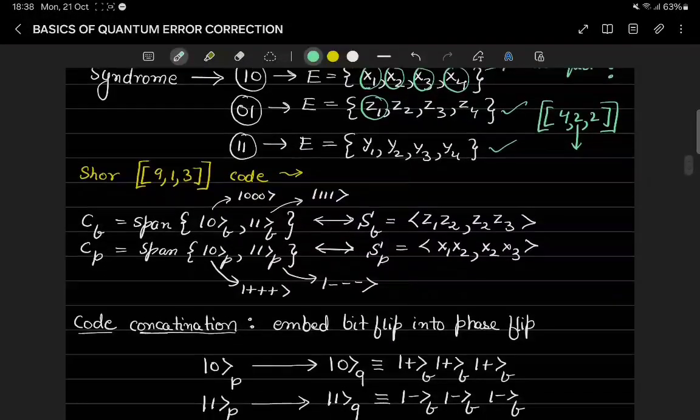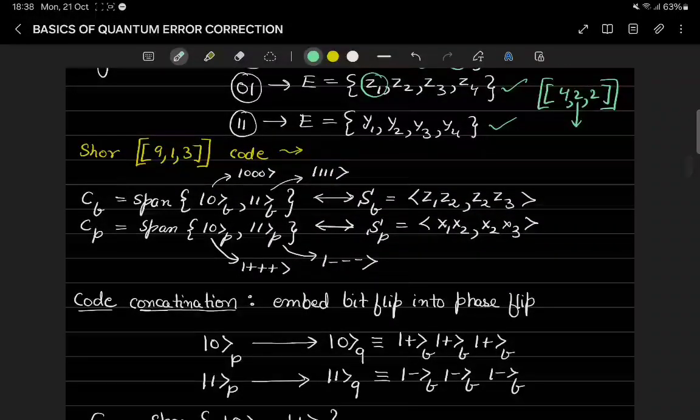So let's see the Shor code. Shor code is a 9 1 3 code, such that I have 9 qubits inside the encoder. I have one logical bit, and I can correct all the single bit flip errors. So a three flip error will go undetected. So this is the idea. Now let's see how we can concatenate two codes.